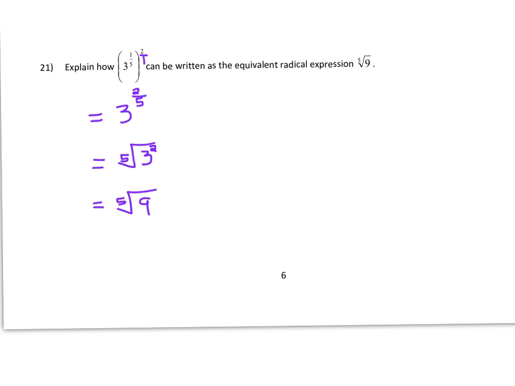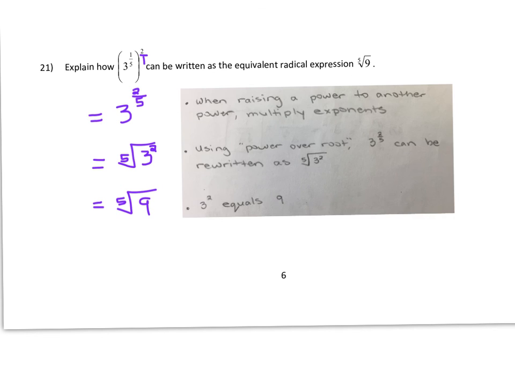All right, so now I'm just going to attach words to this. First thing we did was, when raising a power to another power, we multiply these, right? So when raising a power to another power, multiply exponents. That's exactly what we did. Then we did power over root, right? We rewrote this as the 5th root of 3 squared. So using power over root, 3 to the 2/5 can be rewritten as the 5th root of 3 squared. And then didn't we just take 3 squared and rewrite it as 9? So 3 squared equals 9, and that's it. You just have to put it into words.